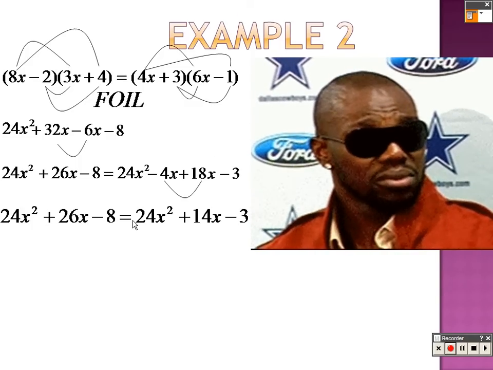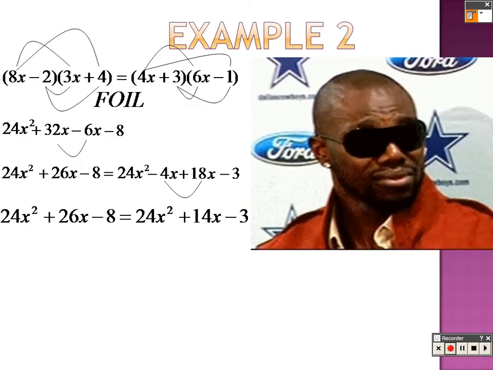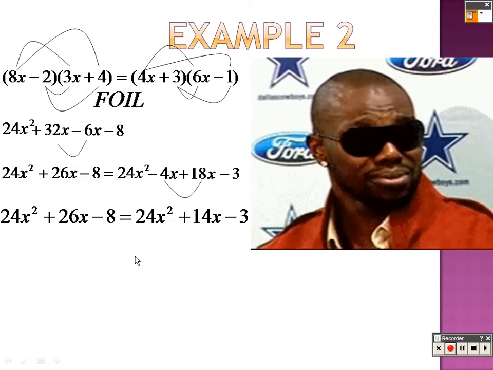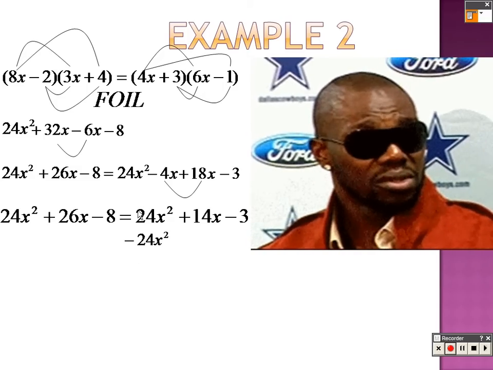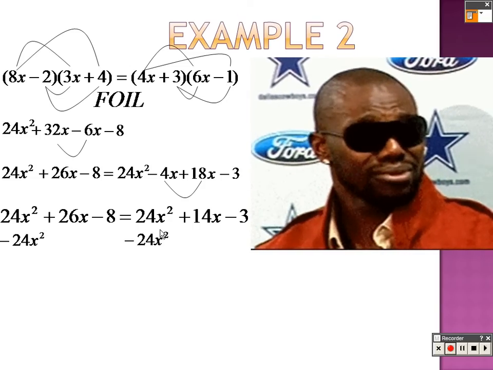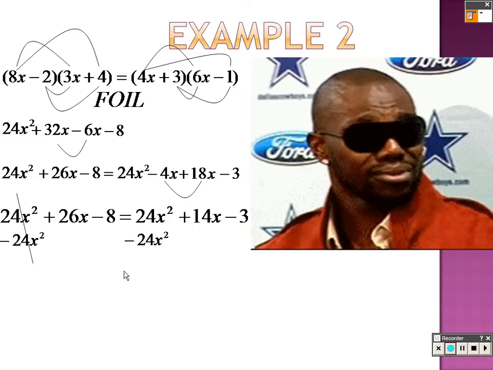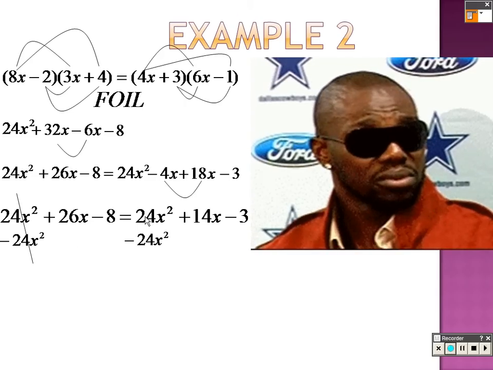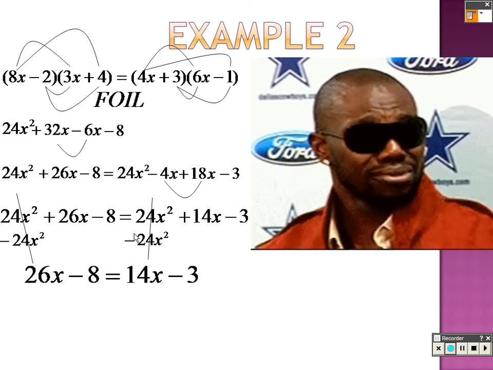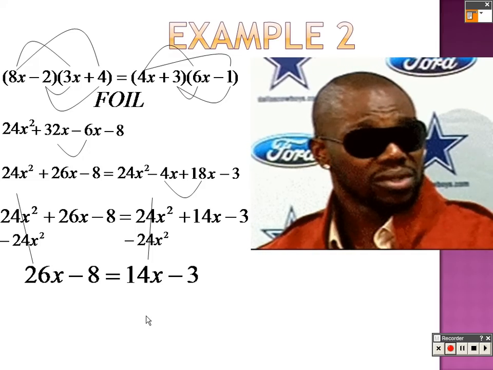Now, just like the last problem, you need to combine things that are alike and get them on one side or the other. I realize I have a positive 24x squared, so I'm going to move it over here with this x squared. They both end up canceling out. 24 minus 24 is 0. So really, all you have is 26x minus 8 equals 14x minus 3.